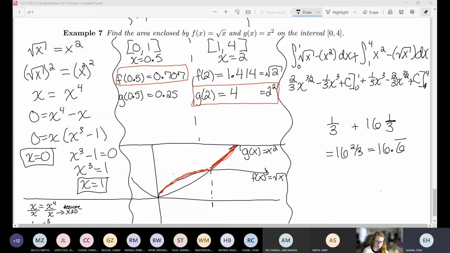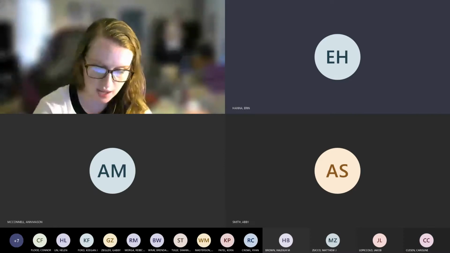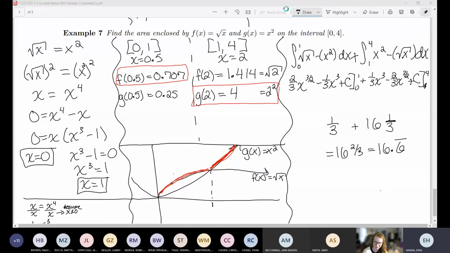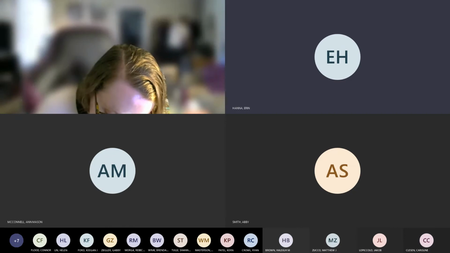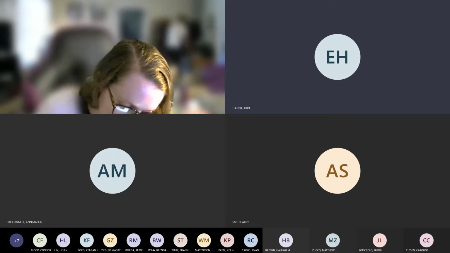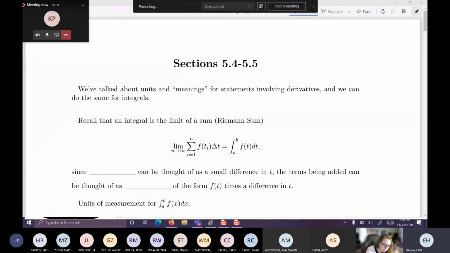So I need to share the correct set of notes. That's the wrong one. Where's 5? Oh, of course it's not actually showing up. Why would it? Fine, we'll do that.